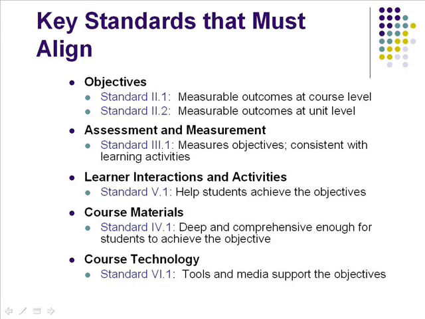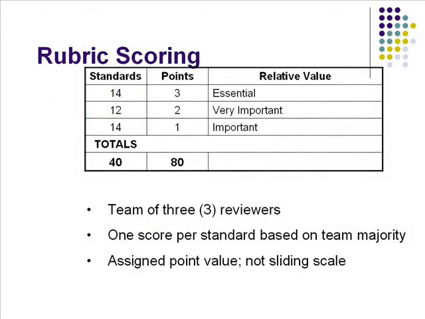It's important to note that all online courses must meet the 3-point specific review standards before they can be rolled out. This slide provides the breakdown of the 40 specific review standards by points. 14 standards are essential. Without all standards being met at the 85% level, this course cannot qualify as a quality online course. 12 standards are very important to the online course, and 14 standards are important. This results in a total of 40 specific review standards and a total of 80 points.